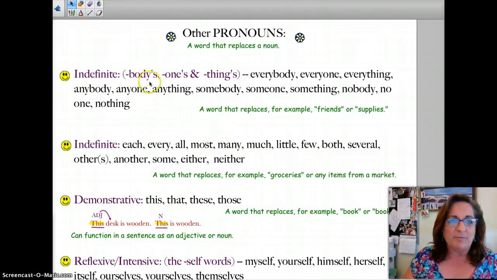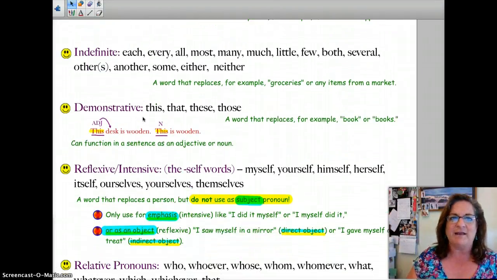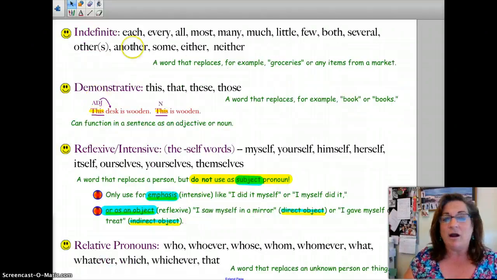I wanted to start with the bodies, the ones, the things, and the nos. These are all pronouns. Everybody, everyone, everything. If you think about it, it is a pronoun because everybody is replacing the names of the people in the group. You could say Joe, Susie, Dan, Ken, and Betha, or whatever. And instead of that, you say everybody. So that is a pronoun. So everybody, everyone, everything, anybody, anyone, anything, somebody, someone, something, nobody, no one, nothing. Okay, all of those are pronouns.